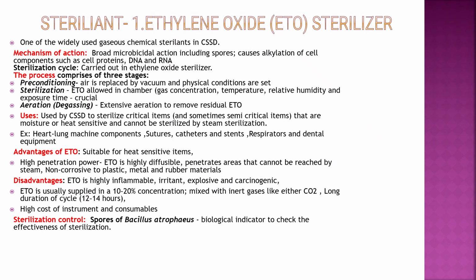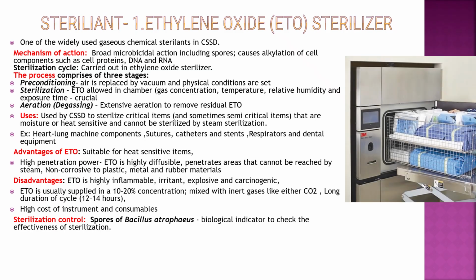Ethylene oxide or ETO sterilizer is most commonly used in the CSSD. Mechanism is microbicidal, where it causes disruption of all the cell components, that is cell proteins, DNA and RNA. The sterilization cycle you have to carry out in 3 stages. So first preconditioning, then sterilization and then aeration. Preconditioning: air is replaced by the vacuum. Sterilization: ETO is allowed in the chamber, so gas concentration, temperature, humidity and exposure time should be noted. Then aeration, that is degassing, so extensive aeration to remove residual ETO because ETO is toxic and carcinogenic.